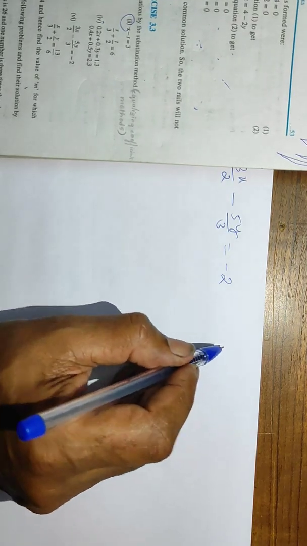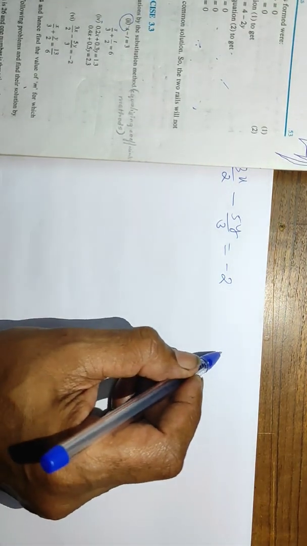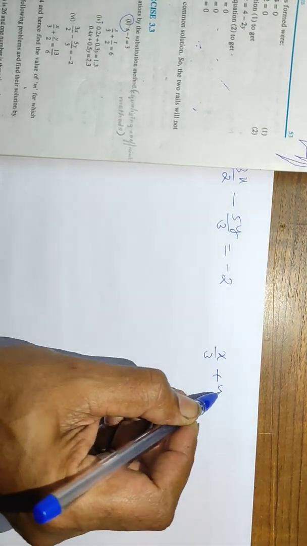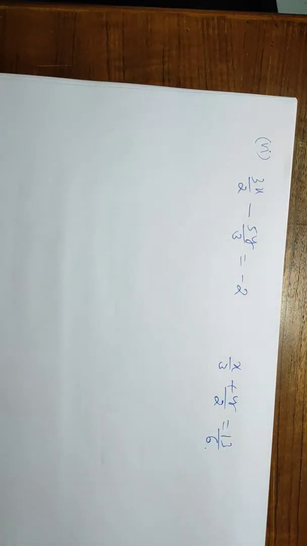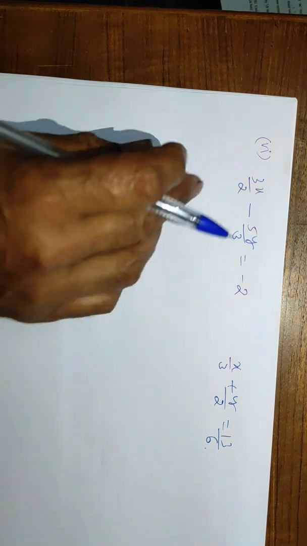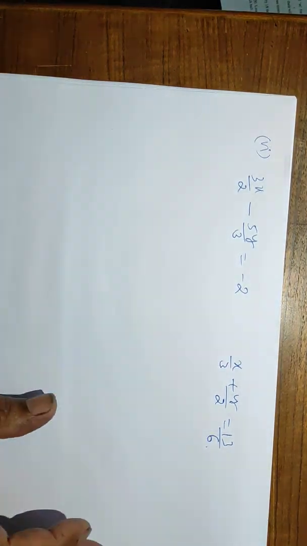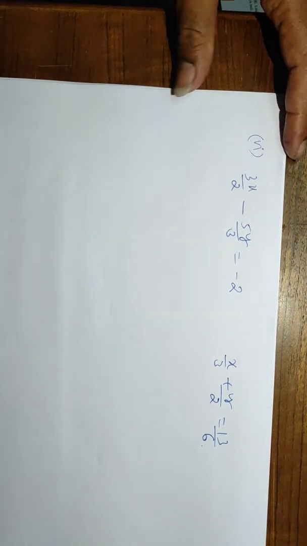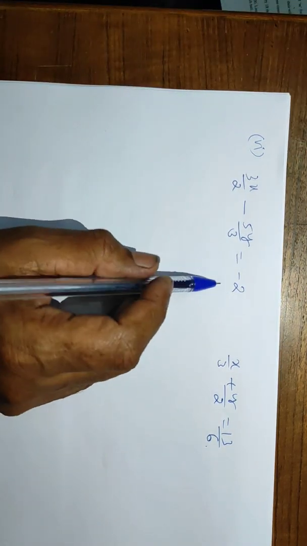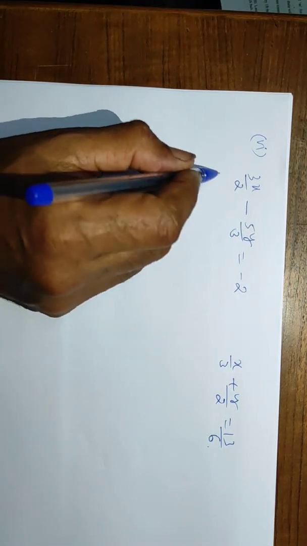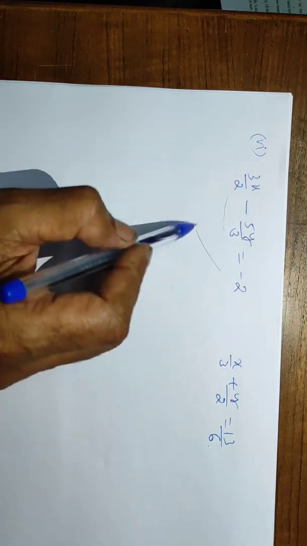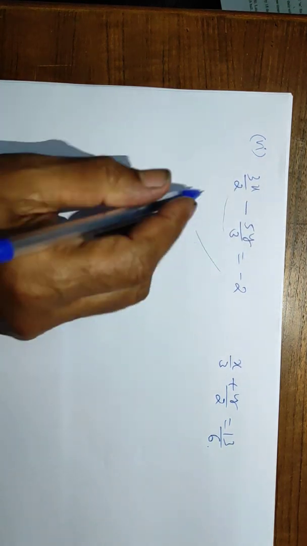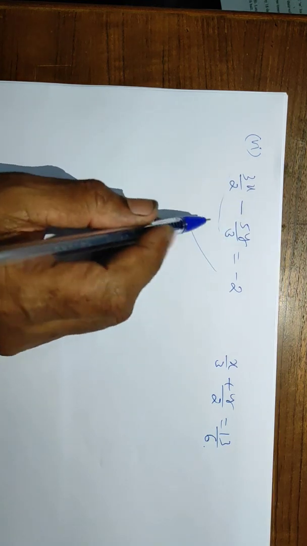The other one is x by 3 plus y by 2 is equal to 13 by 6. First let me reduce the equations. First, you can simplify the LHS and then you can cross multiply. First I will simplify the LHS.